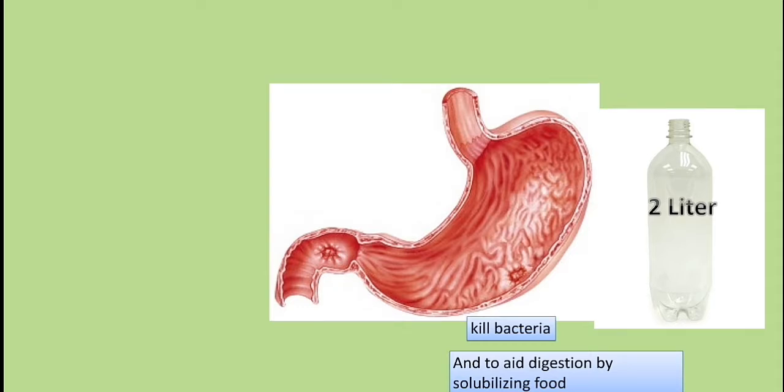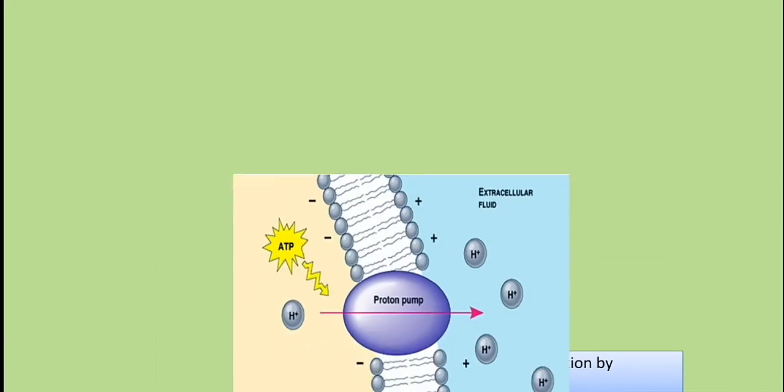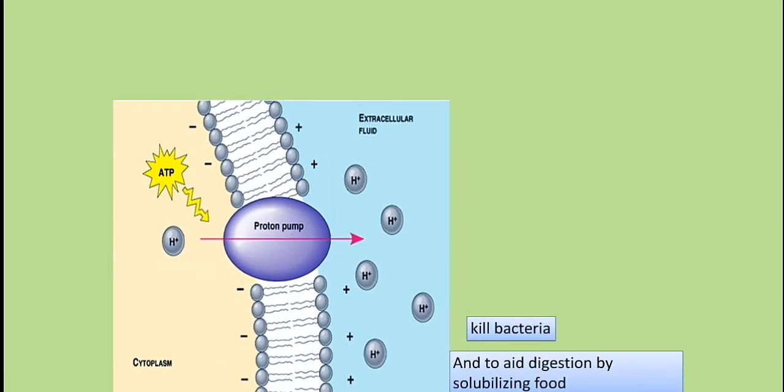A key protein for acid secretion is the proton pump. This protein, which is expressed on the apical membrane of parietal cells, uses the energy derived from ATP hydrolysis to pump hydrogen ions into the lumen in exchange for potassium ions.